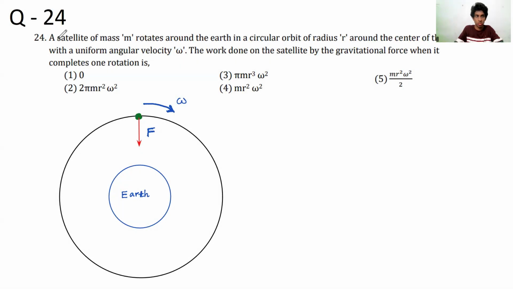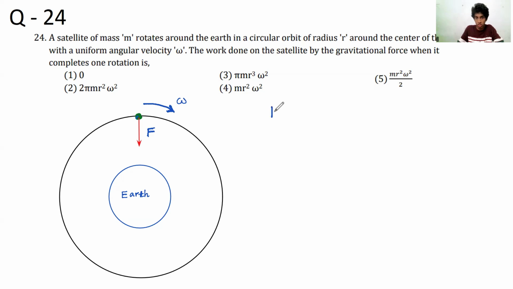Question number 24. A satellite of mass m rotates around the Earth in a circular orbit of radius r around the center of the Earth with a uniform angular velocity omega. The work done on the satellite by the gravitational force when it completes one rotation is. So this is the Earth, and this is the satellite, and this is the orbit of the satellite. So this is a very easy question. You can analyze this question in two ways.